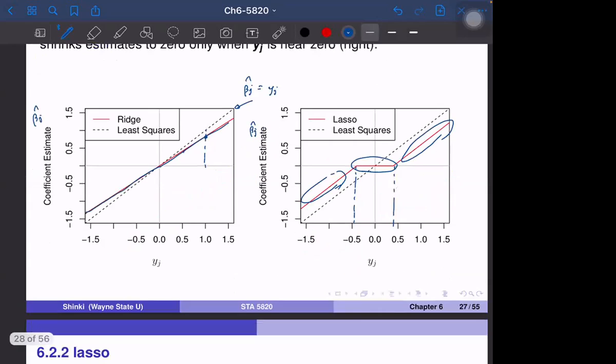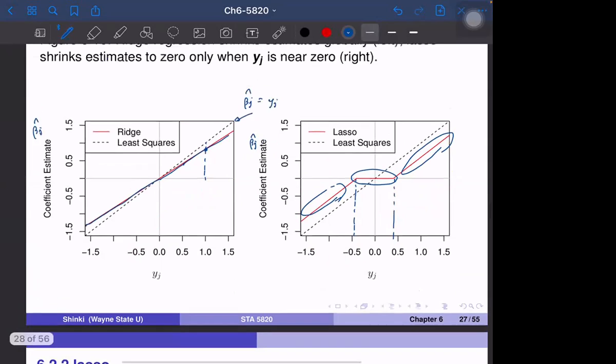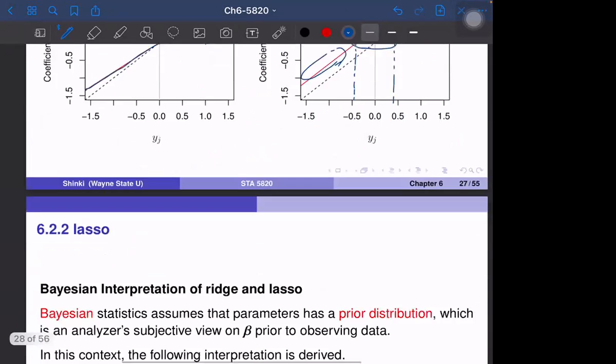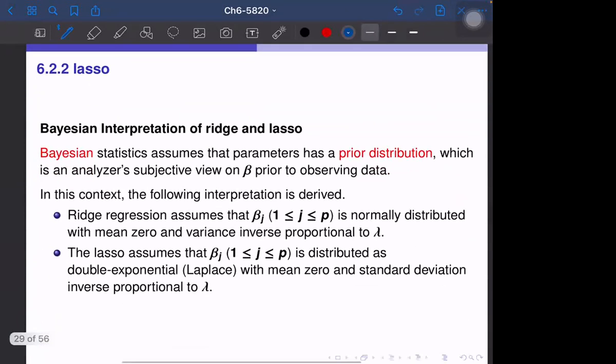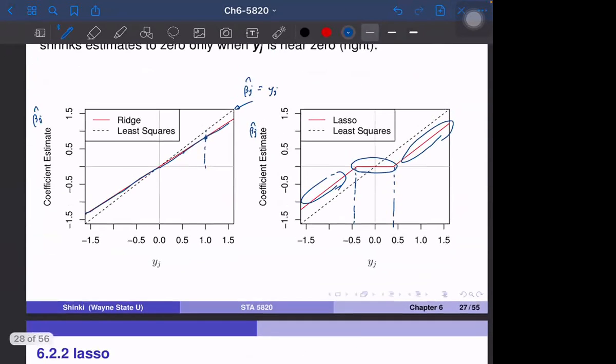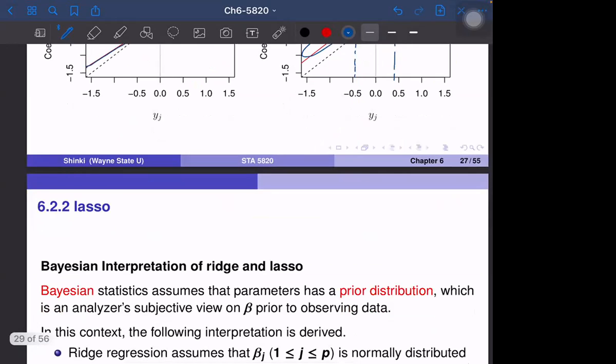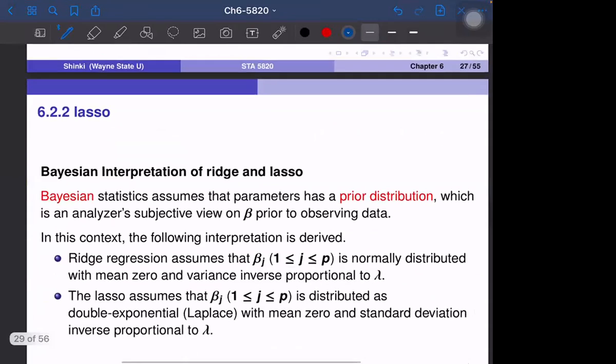This is consistent with my explanation that Lasso makes small coefficients 0, but large coefficients don't change much. And ridge regression shrinks larger coefficients more. So this is the difference in properties of ridge regression and Lasso regression.